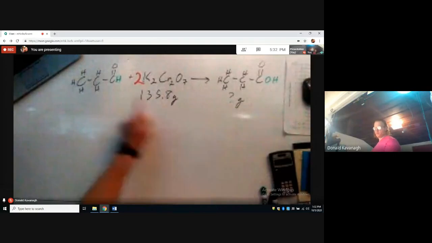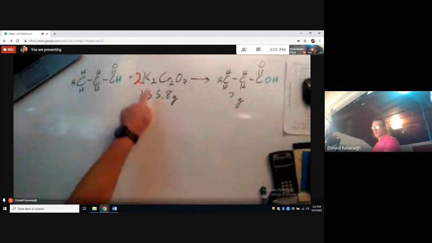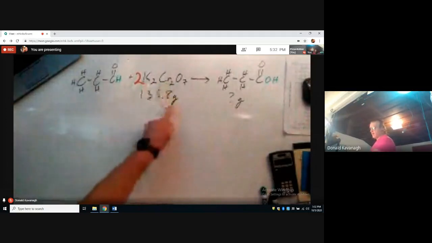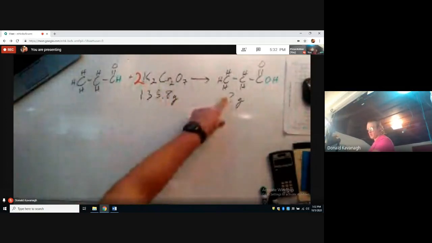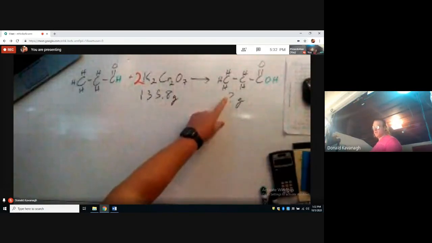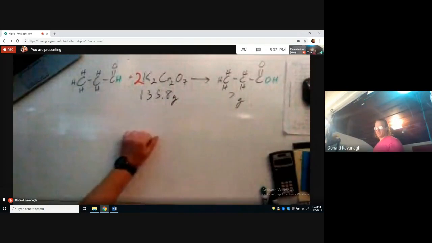If we do this reaction and we have 135.8 grams of potassium dichromate, how many grams of propionic acid could we possibly sell at the end of our shift? A grams to grams type problem is solved in 3 steps.